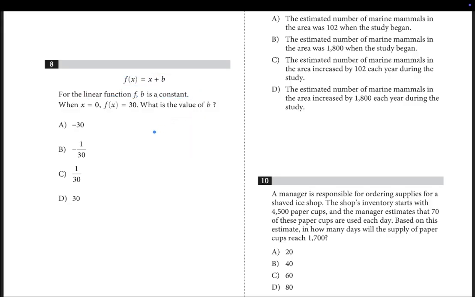So now we're just going to start off the equation. It says, what is the value of b? So we can say f of x is equal to 30 and x is equal to 0.